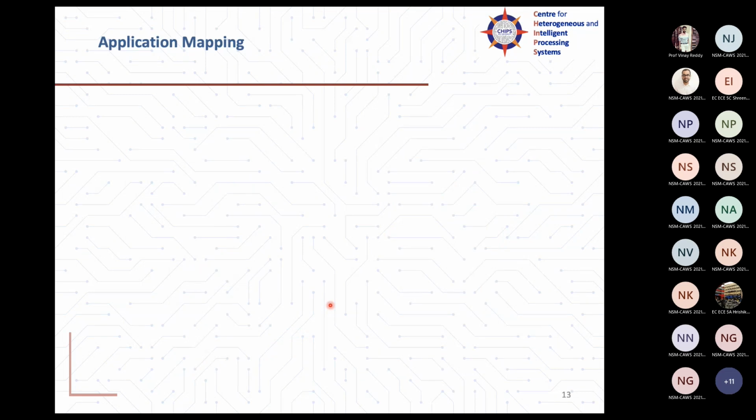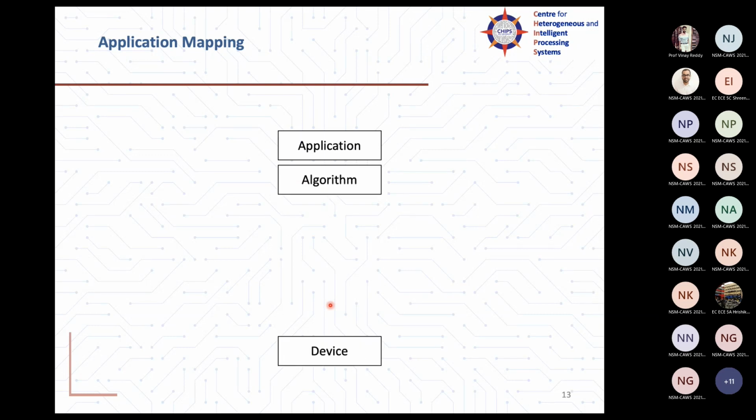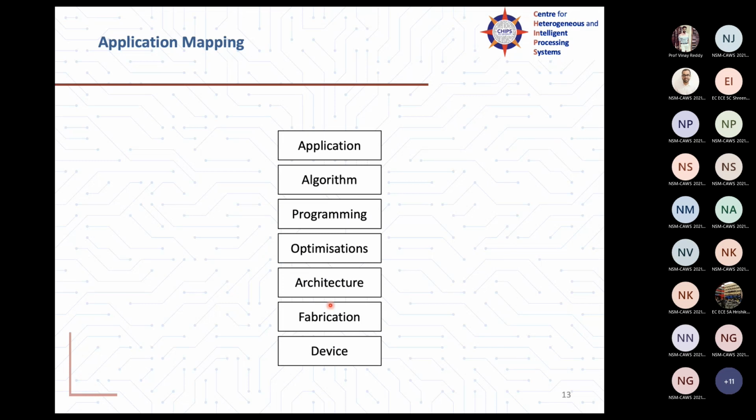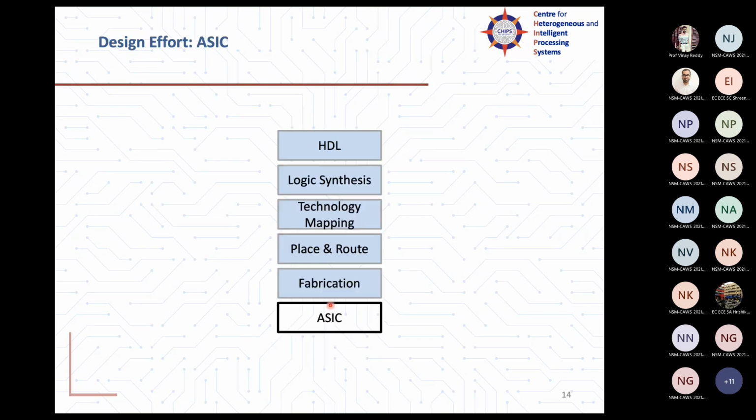Right, so application mapping has now changed paradigms, right? We are talking about starting with an application and going on to a device where we go through multiple stages of transformations, where we define the algorithm, then decide on the programming language, apply optimizations which are specific to the architecture, or develop your own architecture. That is when it becomes custom hardware and you have to fabricate that device. This is the typical design flow when we are talking about application specific integrated circuits, right?